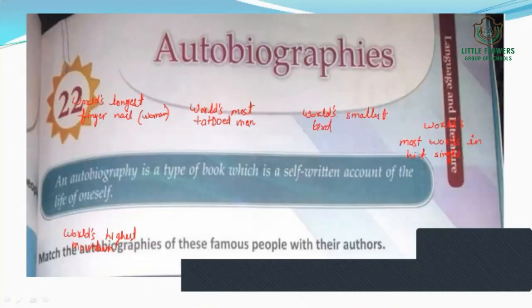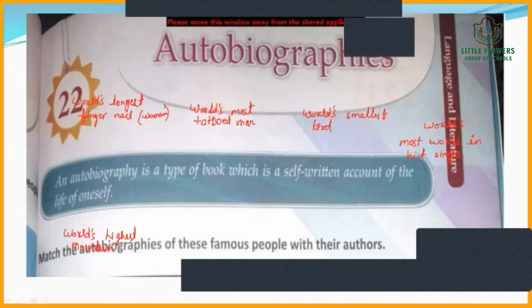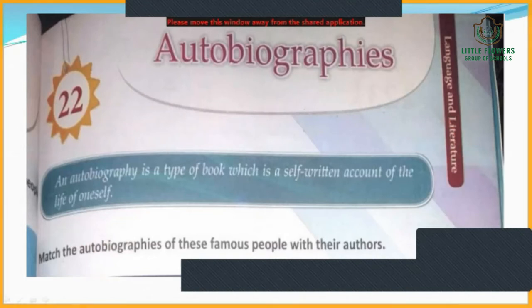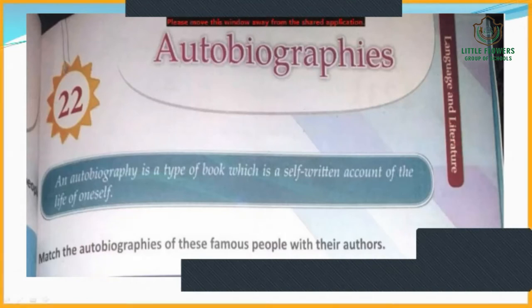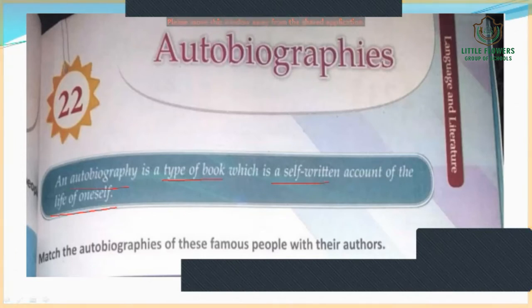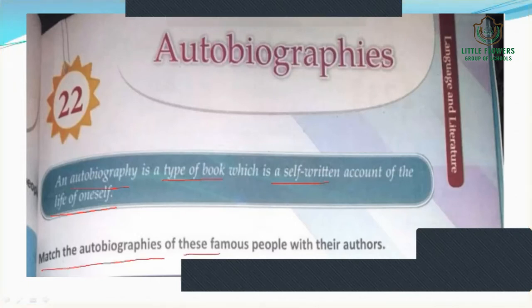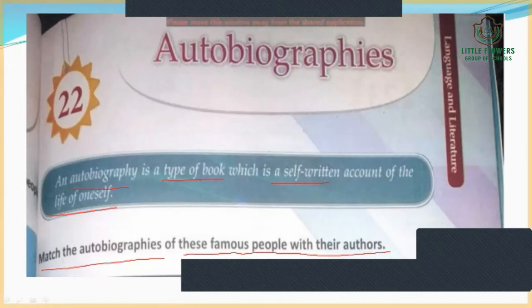Yes. The next chapter, that is chapter 22. What is chapter 22? Autobiographies. In this chapter, we have to study the autobiographies of different authors. So first of all, we have to know what is autobiography. Autobiography is a type of book which is self-written. An account of the life of one's own self. A self-written book on its own life, that is the autobiography. So in this chapter, what we have to do, match the autobiographies of these famous people with their authors. So let's match.